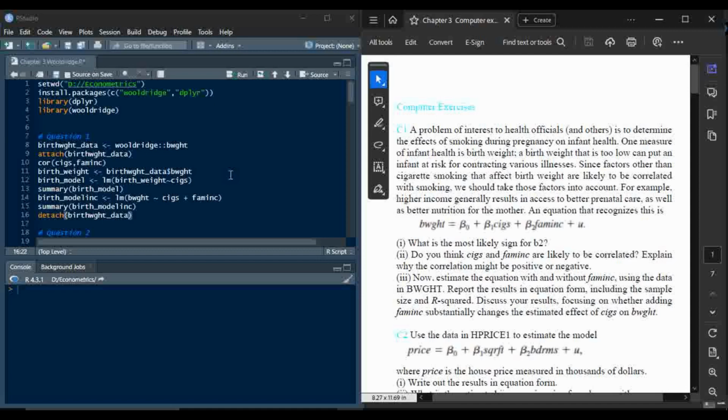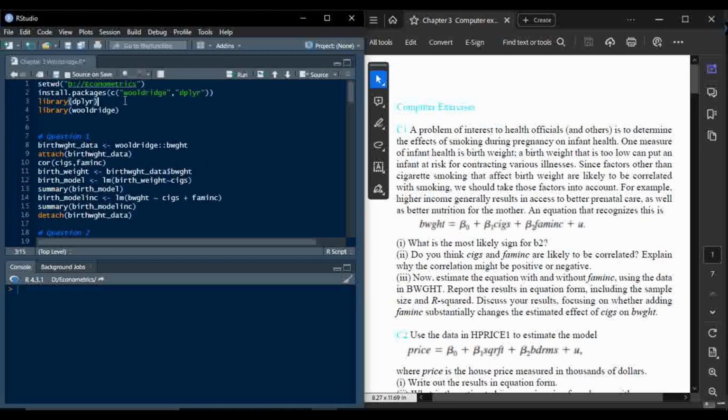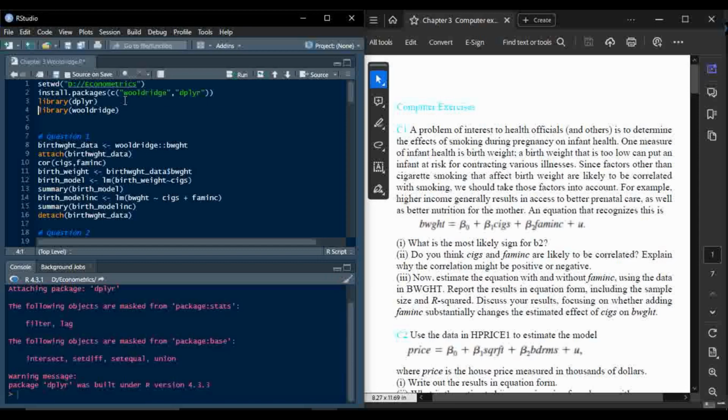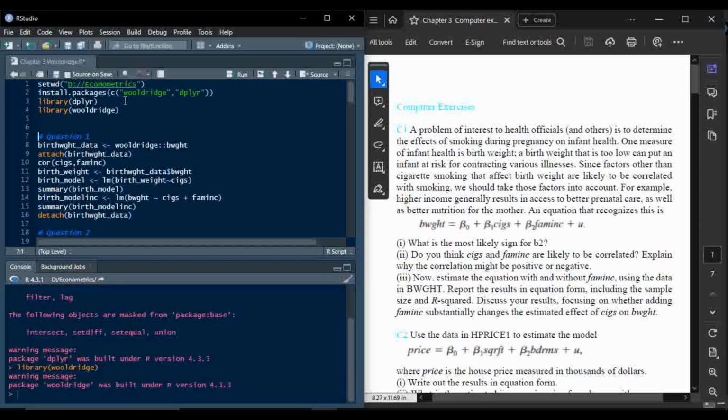Okay, so in RStudio, I have set up my working directory in the econometrics folder present in the D drive, and then you have to install these packages, wooldridge and dplyr, and then call these libraries through the library function. Now let's go to question number 1.